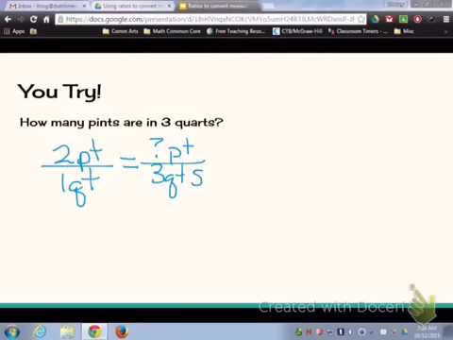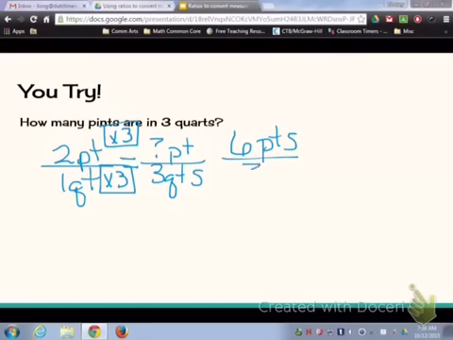Then I have to think, how do I get from 1 to 3? Because I know my bottom components. Well, in this case, I have to multiply by 3 to get to 3. So if I multiply the bottom times 3, I do the same thing to the top. So I'd multiply it times 3. Then I can look: 2 times 3 gives me what? It gives me 6. So I know there are 6 pints in 3 quarts.